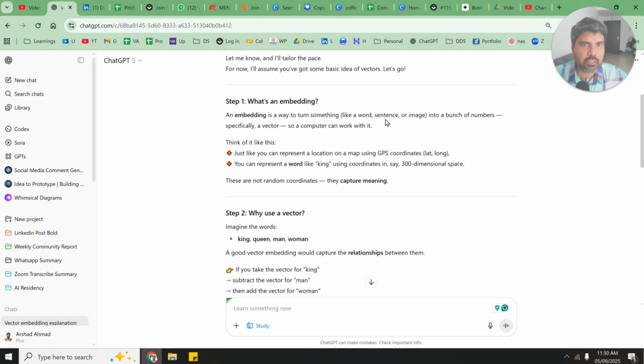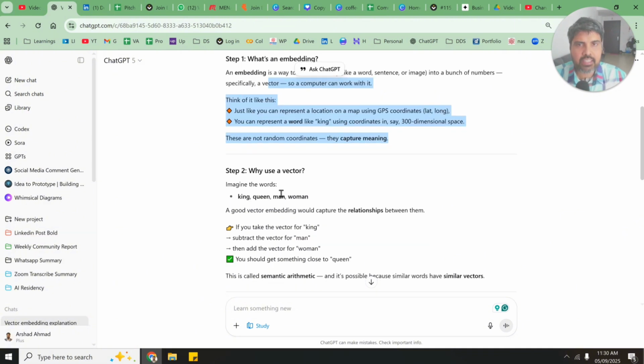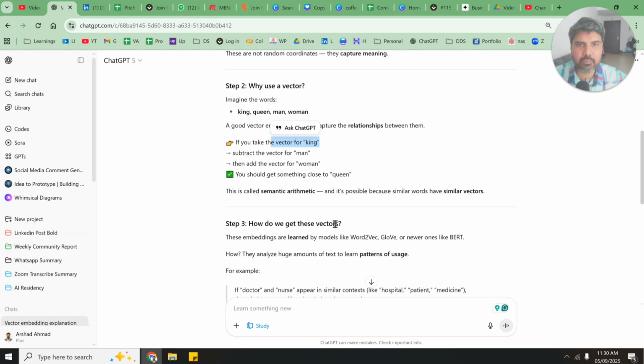An embedding is a way to turn something into a bunch of numbers, and this is what it is doing. Then, why use vectors? Imagine king and queen. A good vector embedding would capture the relationship between them. If you take the vector for king, subtract the vector for man, then add the vector for woman, you should get something close to queen. This is called semantic arithmetic, and it is possible because words with similar meanings have similar vectors.